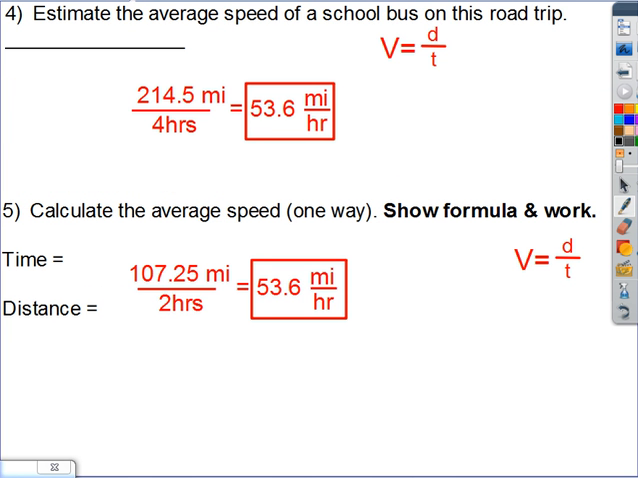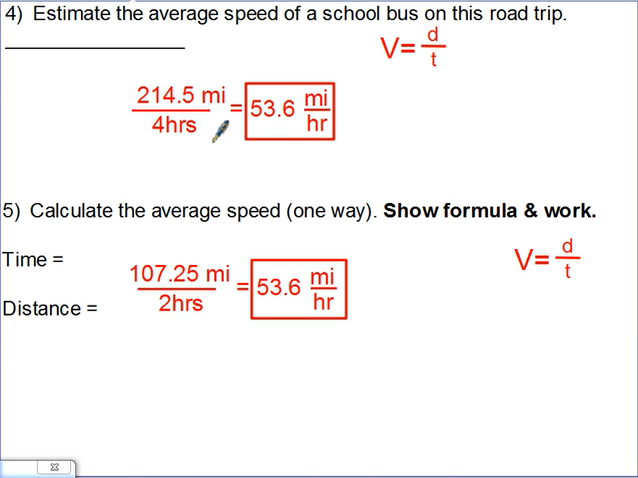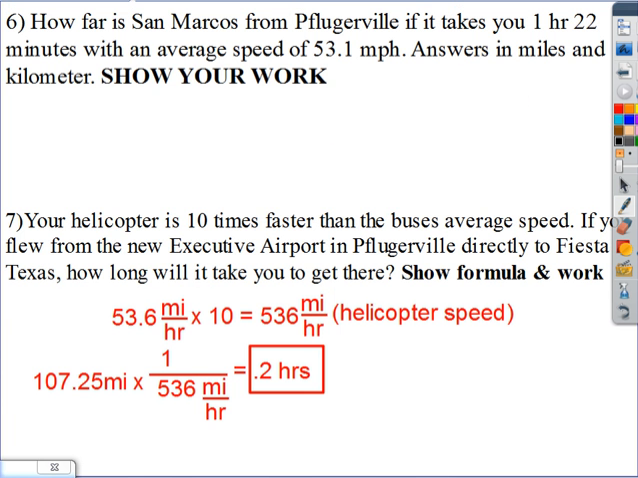Okay, next question. Estimate average speed of the round trip. So there's our 214. This is going to be distance divided by time. 214.5 divided by, I averaged our time at 4 hours, gives us 53.6. If we do one-way distance, it's the same thing, only we use our one-way distance and one-way time, and we end up with the same average, using the same formula. You must have these formulas, otherwise you don't get credit.